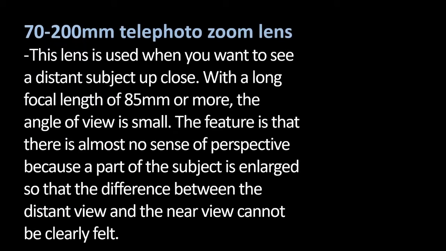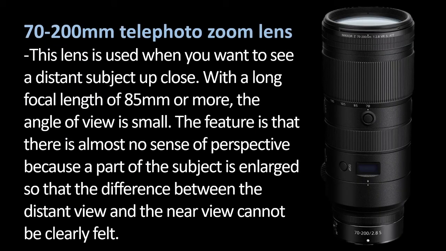70 to 200 mm telephoto zoom lens. This lens is used when you want to see a distant subject up close with a long focal length of 85 mm or more. The angle of view is small. The feature is that there is almost no sense of perspective, because a part of the subject is enlarged so that the difference between the distant view and the near view cannot be clearly felt.